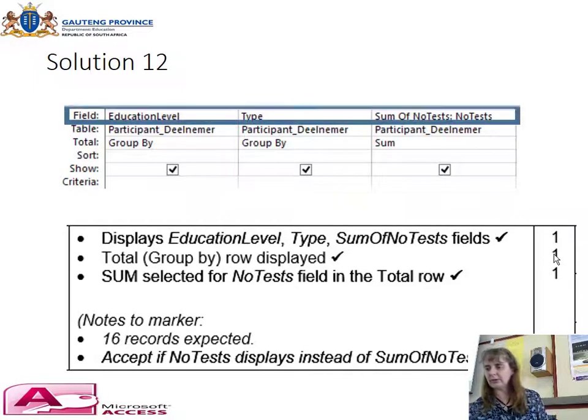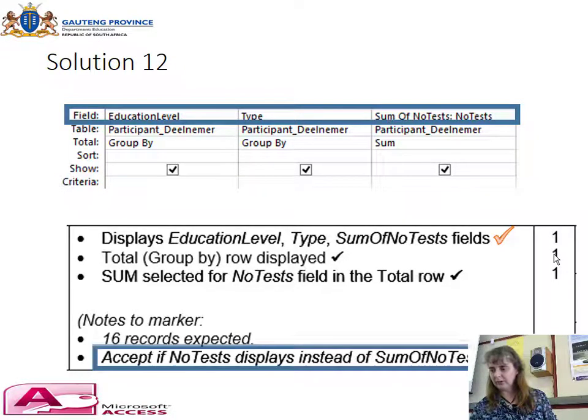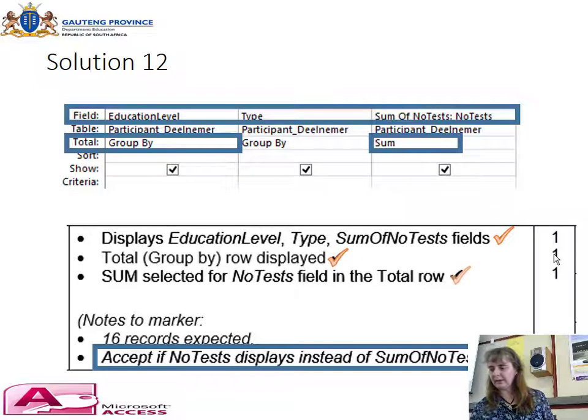So there we go, this is what it looks like. First of all, those 3 fields must be there. Now what happened here is the learner had to put in a new field called sum of number of tests. And then the participant must be there and then there's sum underneath it. So there we have our group by, there's the sum.